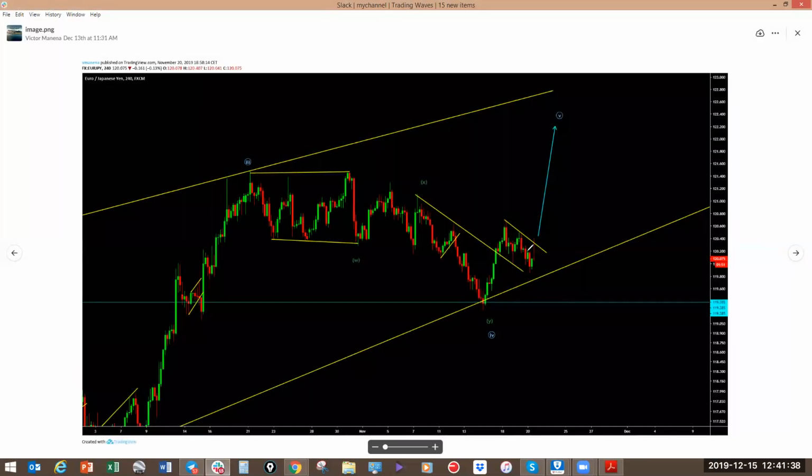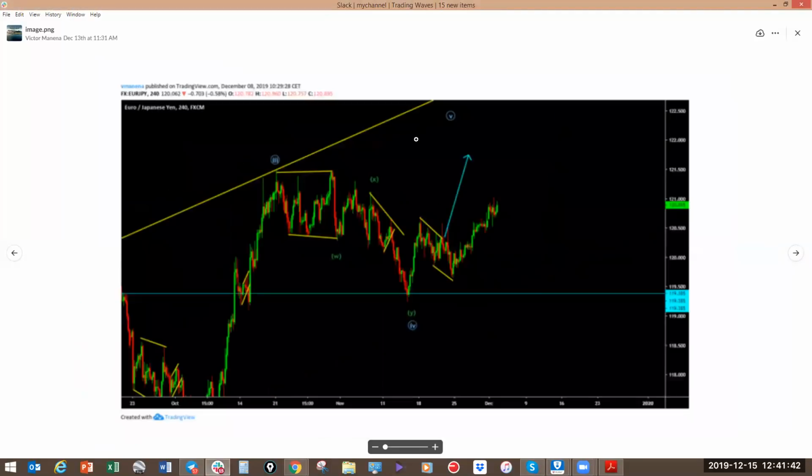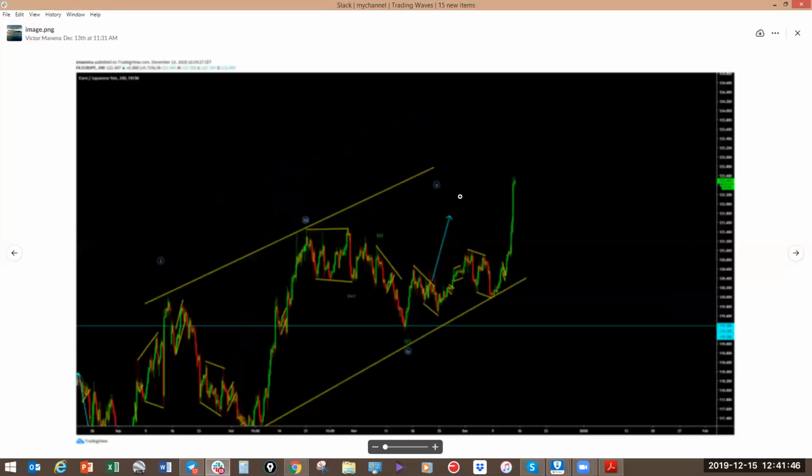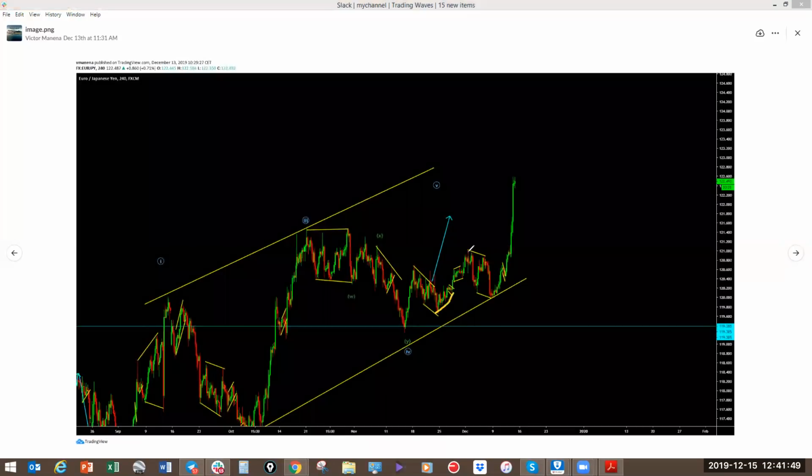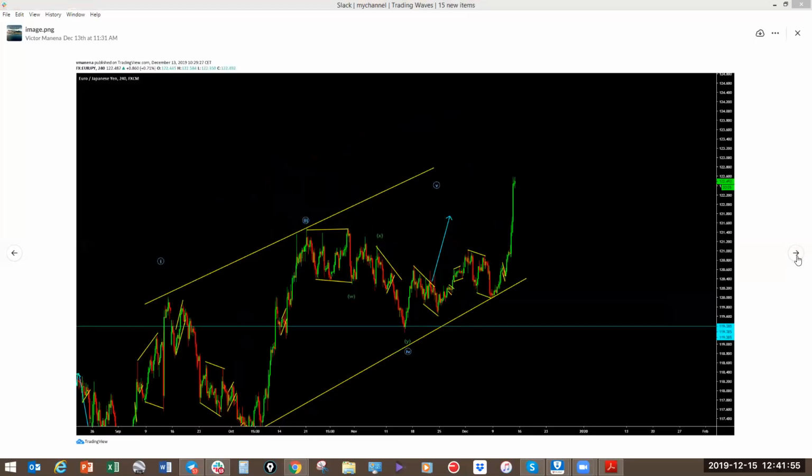Okay, now this was euro a couple of weeks back. We focused on the move to the upside and I was going to go that higher. Now look how that played out. This was the update as it was going higher and eventually reaching target. So it went up, made a correction and then pushed and crashed the target. That was euro yen.